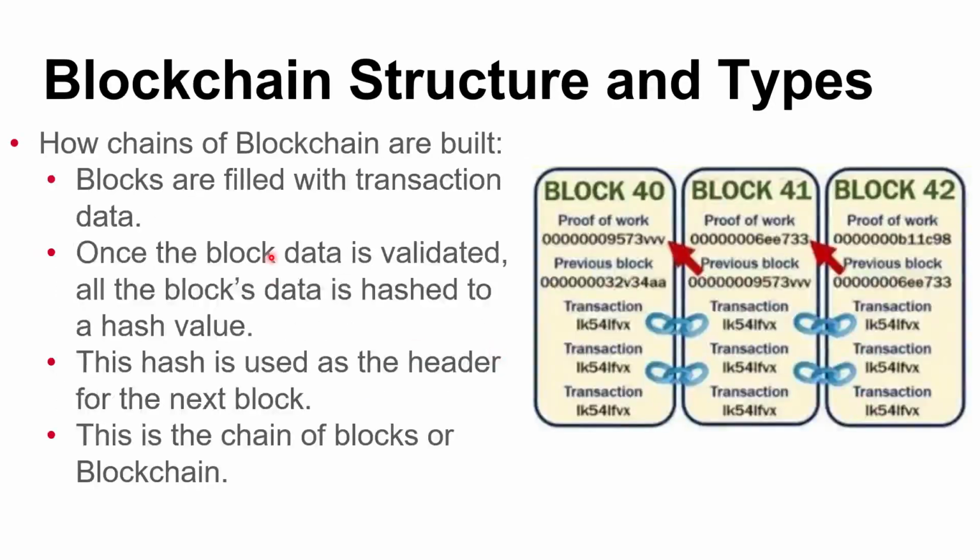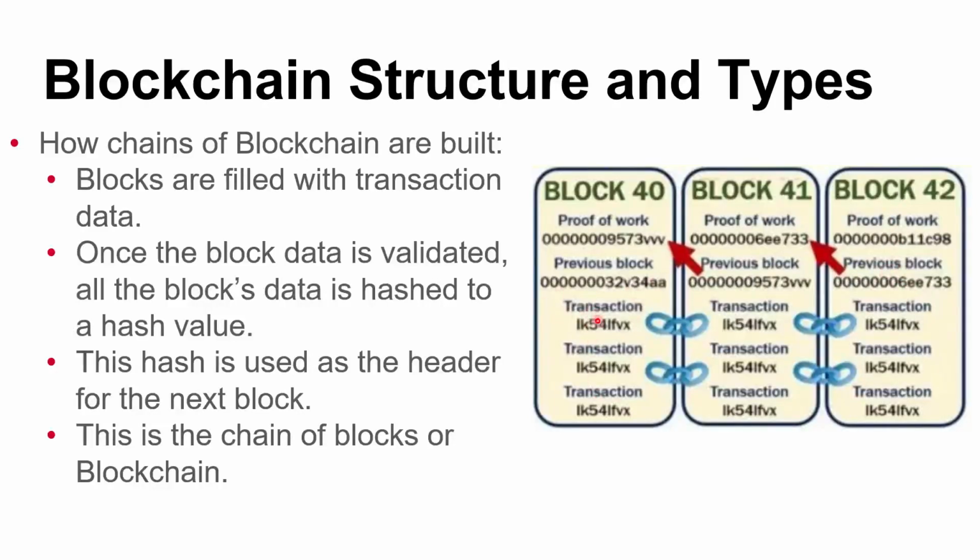We can take a look here at how we actually use the hashes to create a chain of blocks. That's our blockchain. The blocks are filled with transaction data. We can see here, once the block is validated, everybody says the transactions are good, the block's data is hashed to a hash value. Here's our data, then we have a hash, and a proof of work is also added.